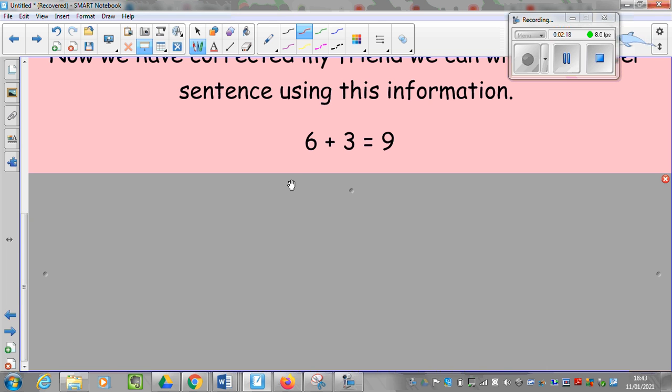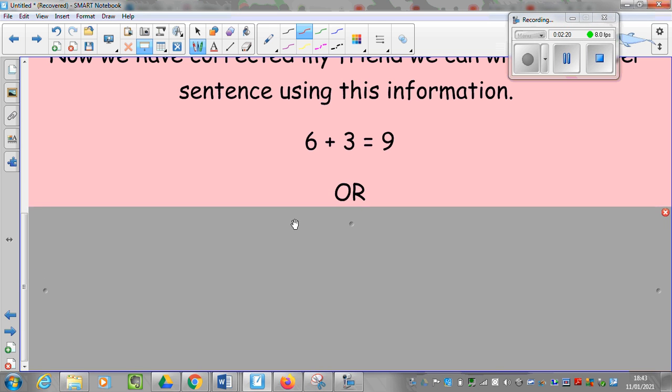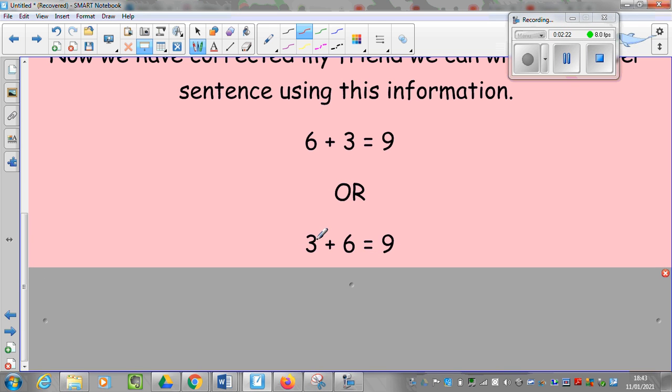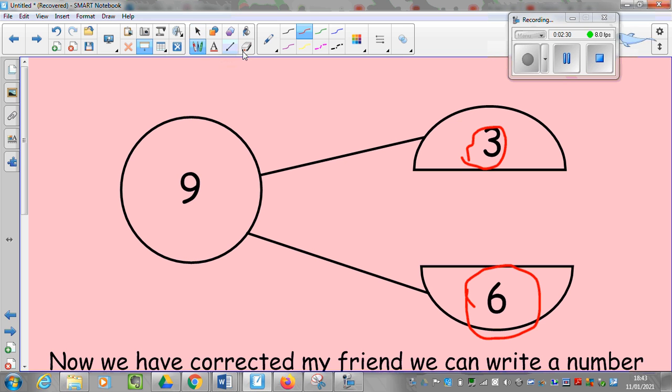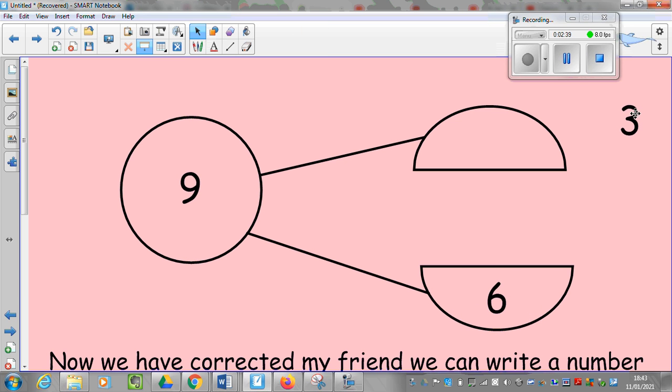Okay. Now we can be very super clever and we can swap around the 6 and the 3. And it will still equal 9 because look, what I could do, let's get rid of these super messy things here. Miss Hocking's not very good with this equipment. Look, I could swap around my 6 and my 3 and the whole number is still 9. Doesn't matter where they go, they are still the part and the whole number is still 9.